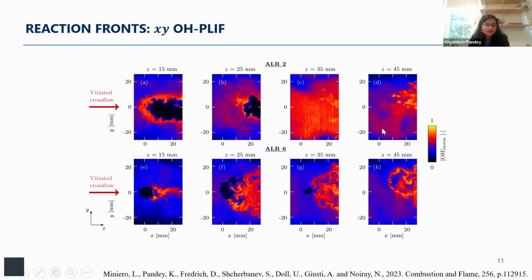We also looked at the reaction fronts by correlating the image profile between the excitation camera and absorption camera for the PLIF studies. We see that for ALR2, the reaction fronts are very thick, again inferring that these are diffusion-dominated flames. On the other hand, when we have ALR6, the reaction fronts are getting thinner, and as we go up in height, they become more like a gaseous flame, which means it is burning more efficiently at ALR6.